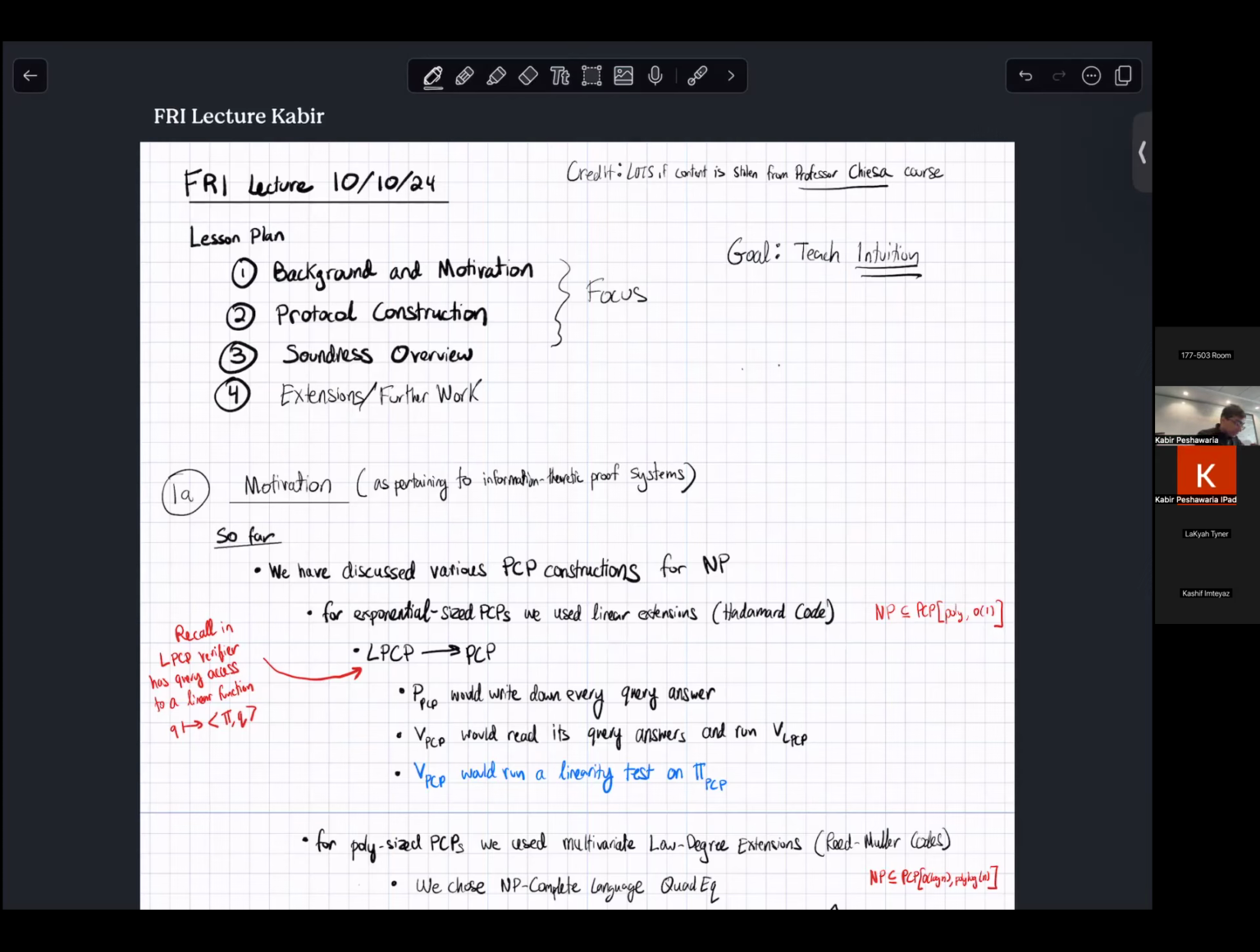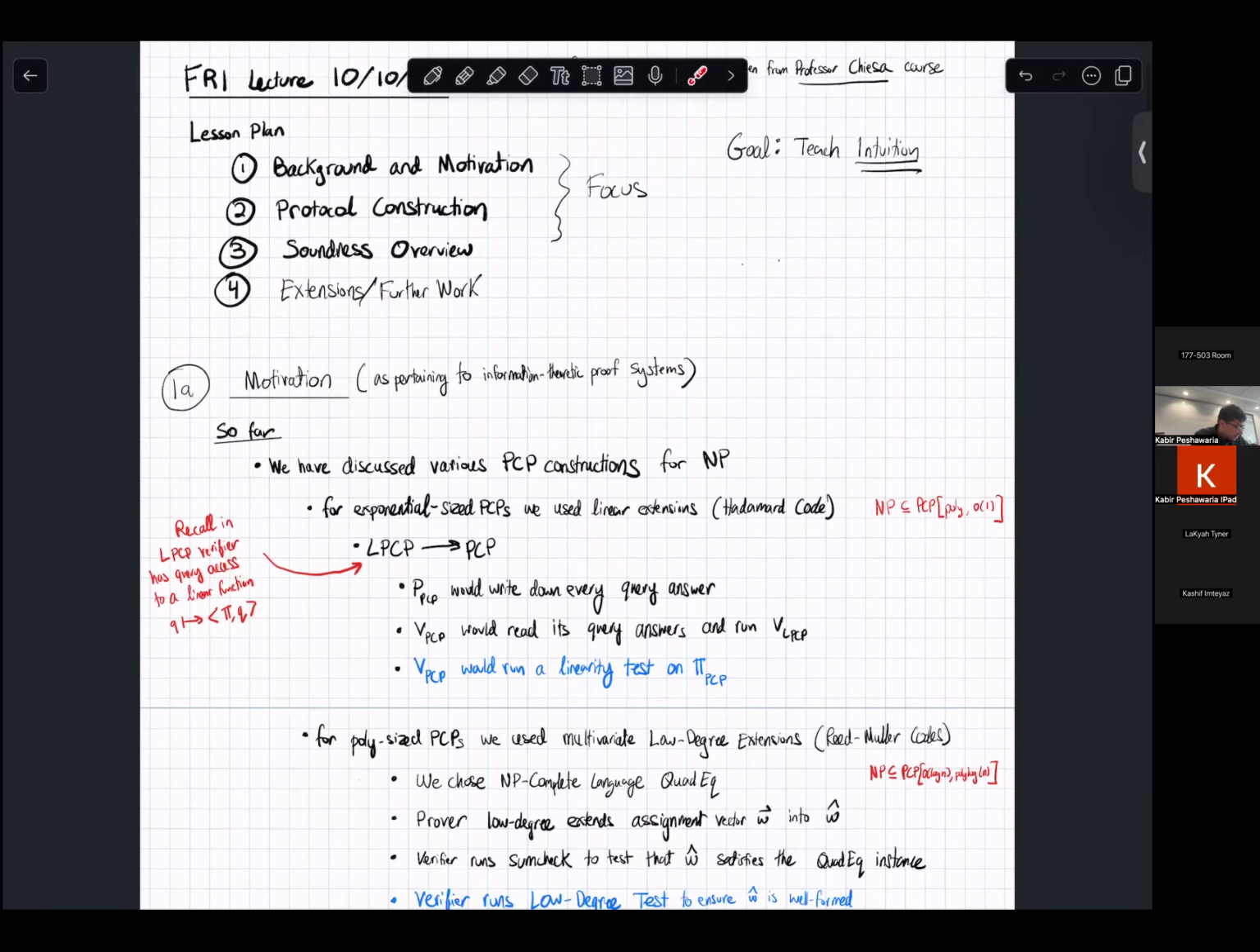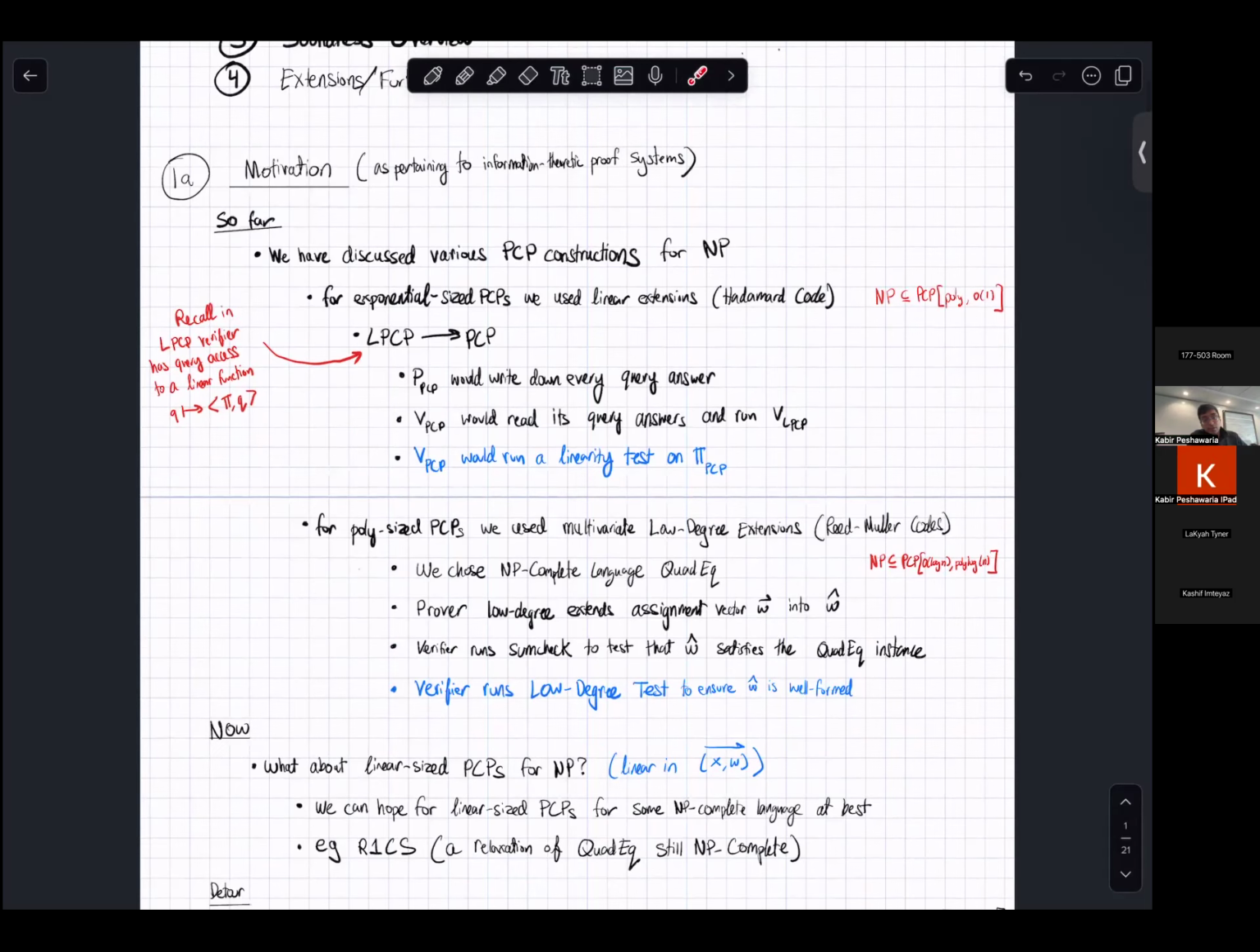Here's a lesson plan that we're going to vaguely follow. We're going to talk about the background and motivation for the protocol. We're going to go through the protocol construction. We're going to talk about the soundness of FRI, which is actually quite non-trivial. And then, time permitting, we're going to talk a little about extensions and further work. Cool. So without further ado, let's start with the motivation.